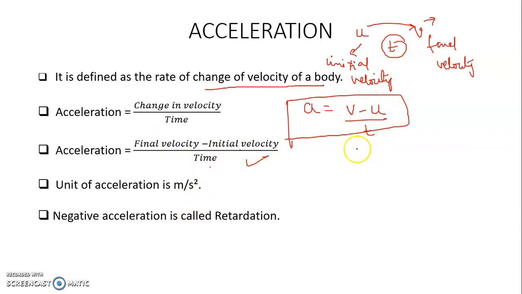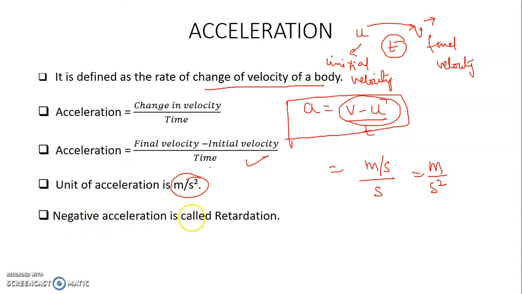Now if you see the unit, how can you find the unit? Now v minus u, this is the speed, velocity. So this is meter per second and this one is second. So this becomes meter per second square. Alright, so the unit of acceleration is meter per second square.